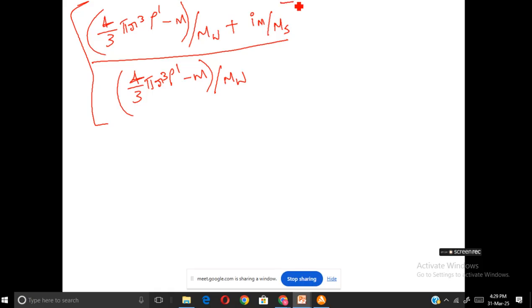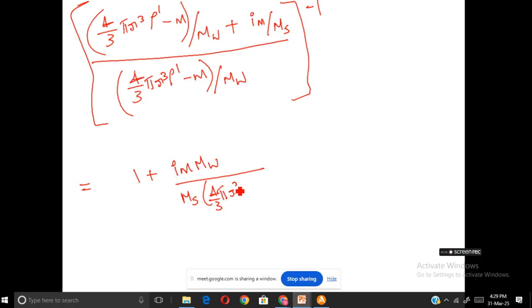We are just taking the inverse of the equation, which can be written as 1 plus Im mw divided by ms into 4 by 3 pi r cube rho dash minus m. So this by this will be 1. So 1 plus this by this will become Im mw by ms into 4 by 3 pi r cube rho dash minus m, the whole inverse.